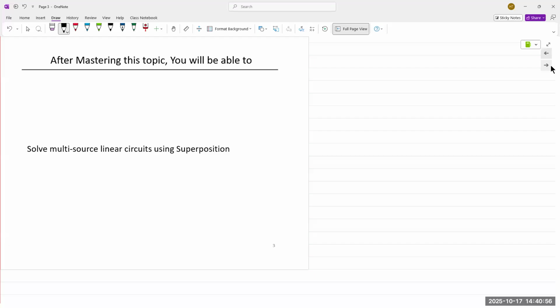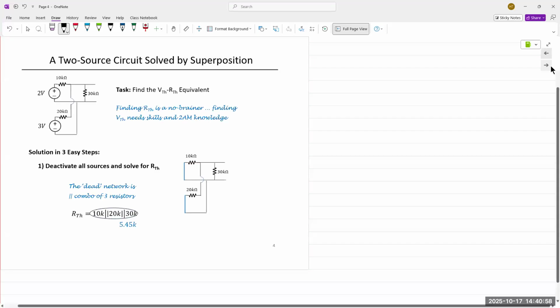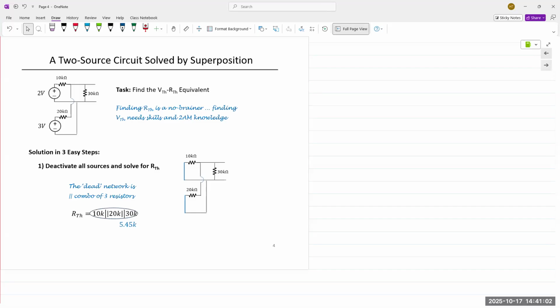Okay. So superposition, that is what we're going to look at. Let's say we have a circuit that looks like this, and you're asked to find the Thevenin voltage and the Thevenin resistance. So we have multiple sources in the circuit, more than one. In this case, it's easier because it's only two. But you could have 3 sources, 4, 5, 6, 7, 8, 9, 10, n number of sources.